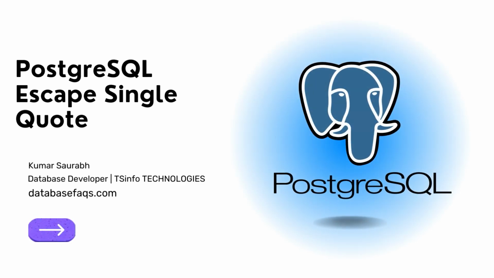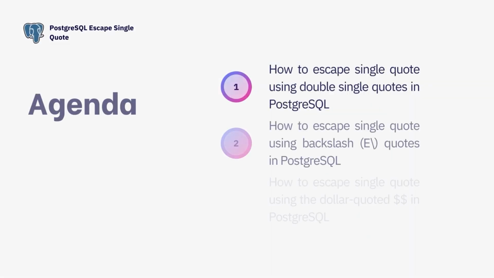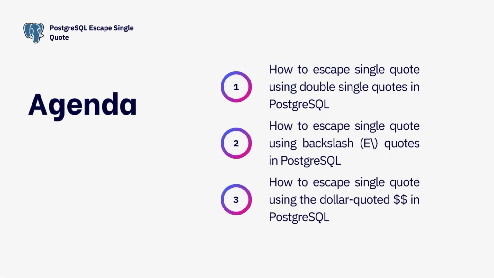In this video, we will learn how to escape single quotes in PostgreSQL. We will explore different methods to escape single quotes in an SQL statement when working with PostgreSQL. Escaping single quotes is crucial to prevent syntax errors and ensure the integrity of your database. We will cover three common methods: double single quotes, \e, and $quoted strings.